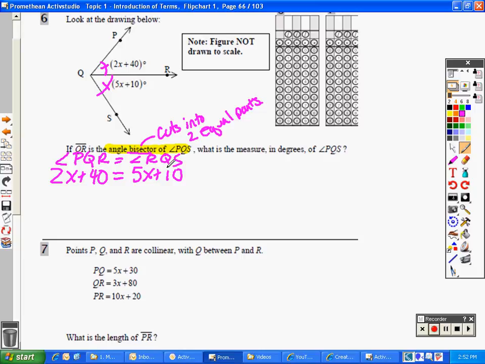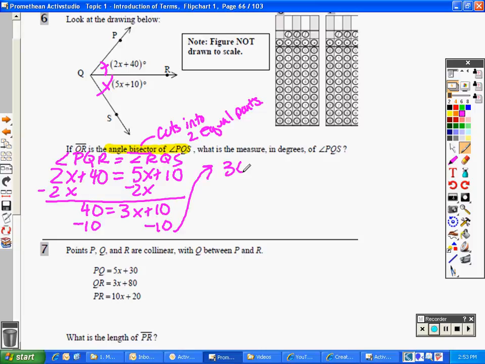All right, this is an expression where we have x's and numbers on both sides and an equal sign, so we can actually solve this. I'm going to subtract 2x from both sides, and that will give me 40 equals 3x plus 10. Then I'm going to subtract 10 from both sides, and this will give me 30 equals 3x. Divide both sides by 3, and we get that x is 10. This may not be the way you're used to solving these problems, but it's using the same skills.